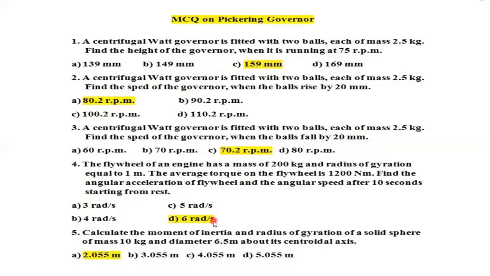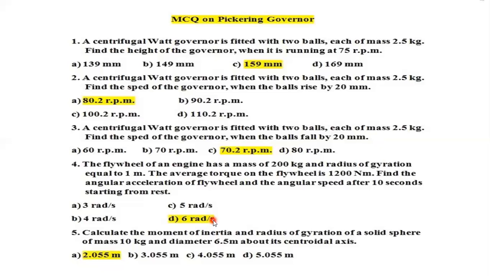In the next problem, actually this problem is a flywheel. Here we are having the mass as 200 kg and radius of gyration they have clearly given us 1 meter, and the torque value also is given. So torque is 1200 Newton meter. We need to calculate angular acceleration of flywheel, alpha, and angular speed omega for 10 seconds. We know the formula for mass moment of inertia, I is equal to mk square. So if you calculate, you will be getting 2000 kg meter square.